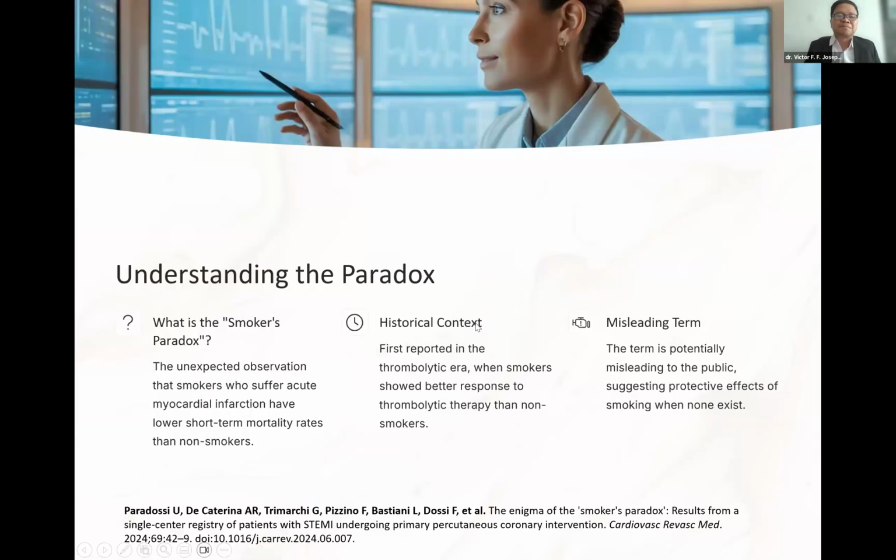Okay, let me start. The misleading smokers' paradox. Before I continue with this topic, let us understand this paradox. What is the smoker's paradox? It's the unexpected observation that smokers who suffer acute myocardial infarction have lower short-term mortality rates than non-smokers. Oh, this is interesting. What about the historical context? This was reported first in the thrombolytic era, when smokers showed better response to thrombolytic therapy than non-smokers. Sure, this term is potentially misleading to the public, suggesting that there is a protective effect of smoking.